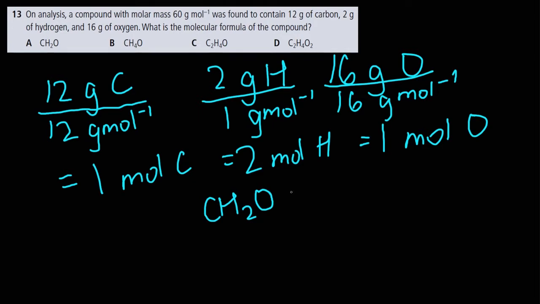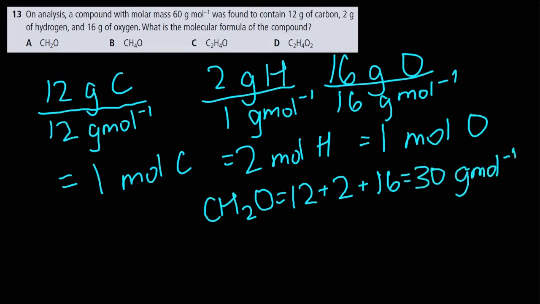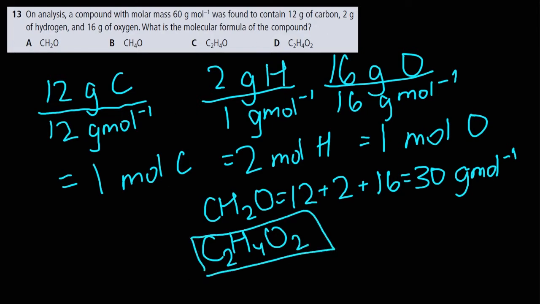So the molar mass of this compound we can say is 12 for the carbon, plus 2 for the hydrogens, plus 16 for the oxygens, all in grams. And then if we add these up, we would get 30 grams per mole. And the molar mass of this compound that we're analyzing is 60 grams per mole. So then we would have to multiply all of these by 2, and we would have that molar mass. So then the molecular formula would be C2H4O2, which is D.